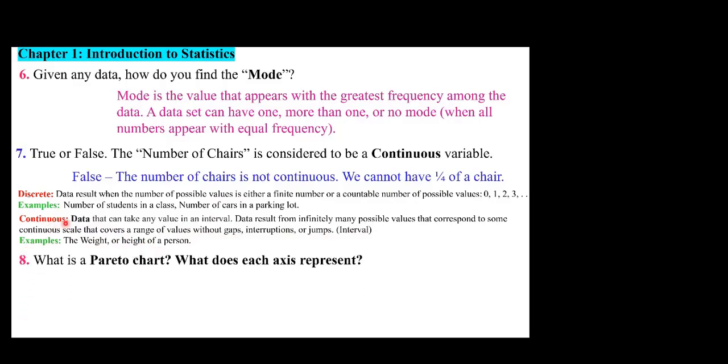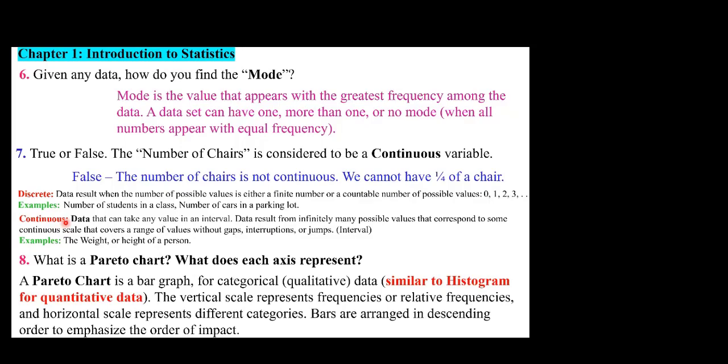What is a Pareto chart? What does each axis represent? A Pareto chart is a bar graph for categorical or qualitative data, similar to a histogram for quantitative data. The vertical scale represents frequencies or relative frequencies, and the horizontal scale represents different categories. Bars are arranged in descending order to emphasize the order of impact.